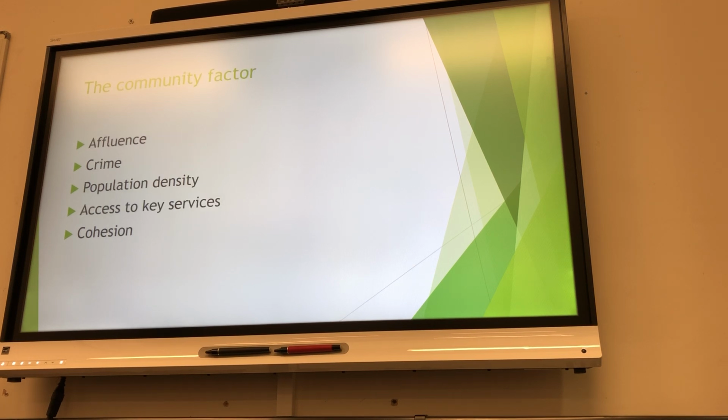Right. Community factor. Affluence. What does affluence mean? Rich. Money. Rich or poor. Why is that an important factor? Because some people get treated differently depending on how much money they've got. And sometimes people's expectations are higher depending on affluence. Some parents may be more demanding than others. They may have higher expectations of the school than others based on the background. And their background may primarily be affluence of that particular family or community, right?